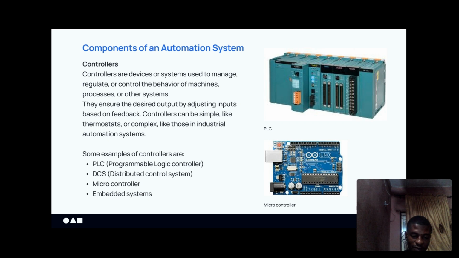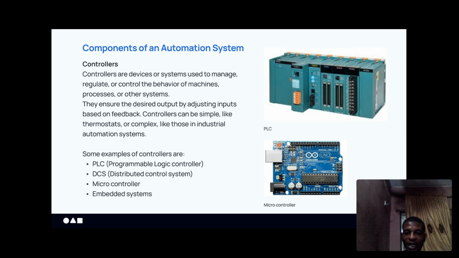We have PLC, programmable logic controller. We have DCS, distributed control system. We have microcontroller. A microcontroller is like this diagram here of an Arduino Uno. Then we have embedded systems. Embedded systems combine multiple microcontrollers to make up the entire system.